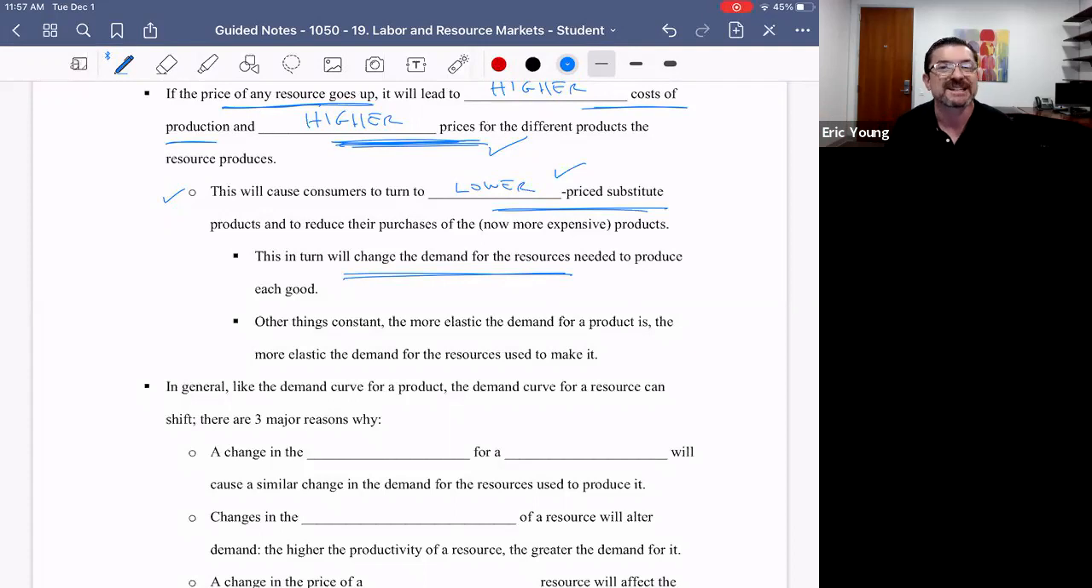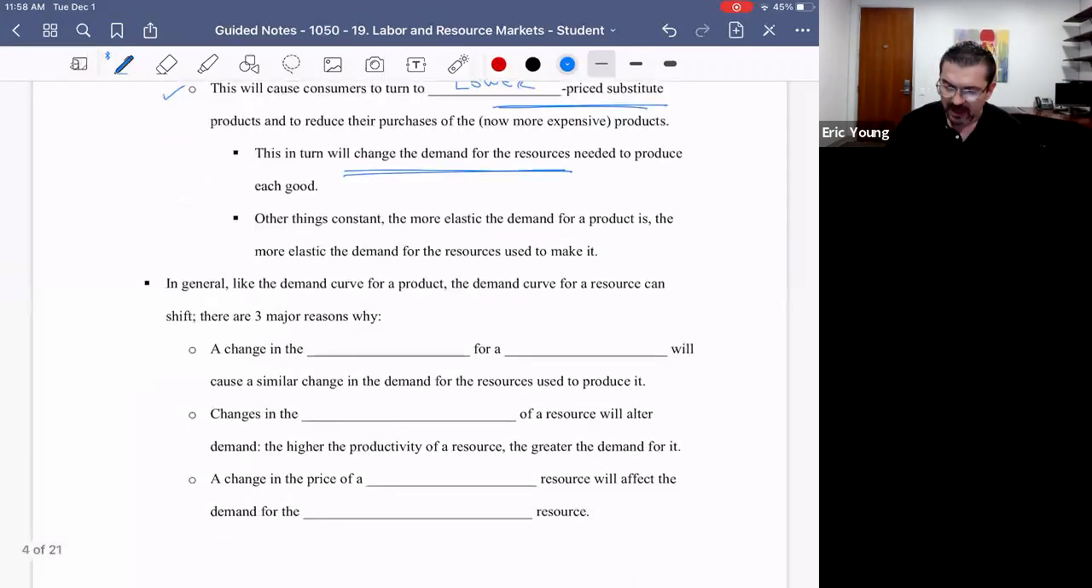A big part of your success in understanding this is to be able to move back and forth between the product market analysis and the factor market analysis, and to really make creative connections between how one change in one thing can ripple through an economy and affect the different markets.